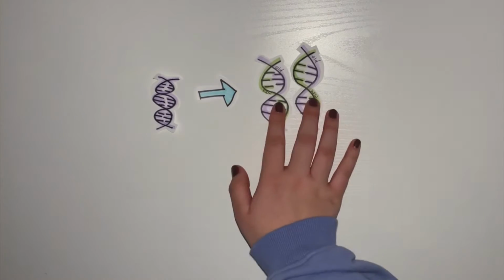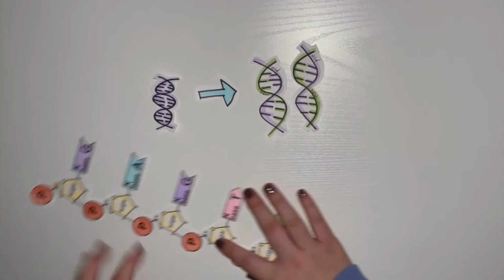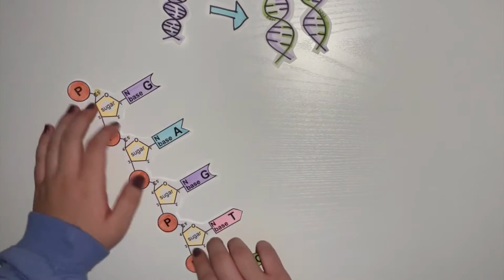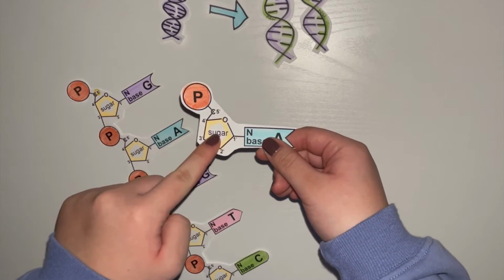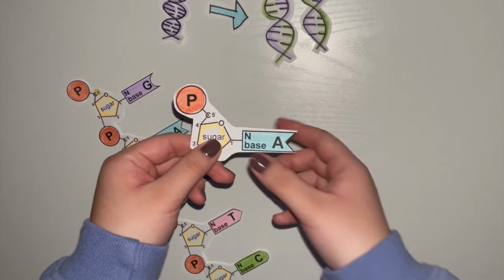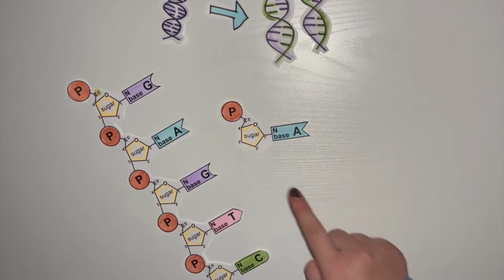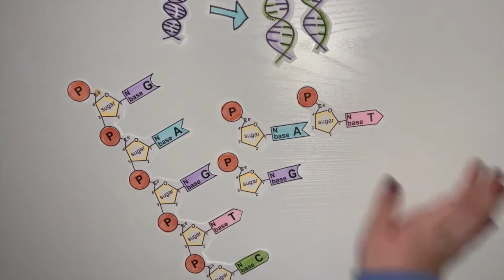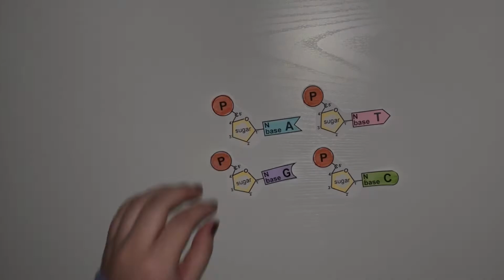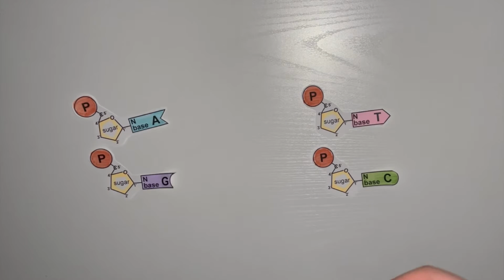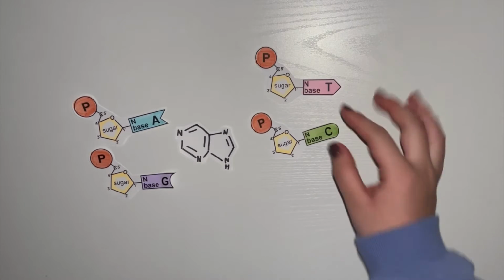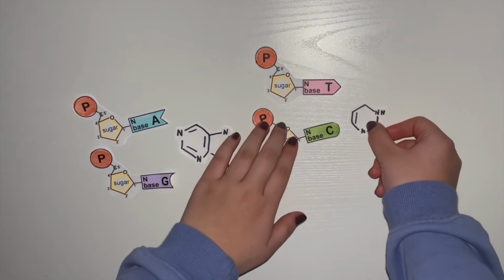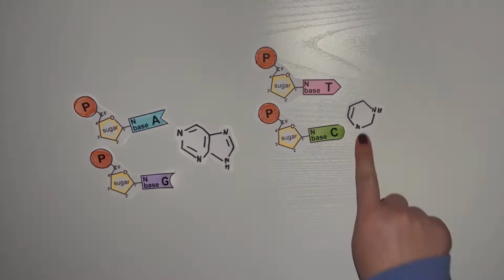Before I begin to explain the process of DNA replication, you must have some background knowledge about DNA. DNA is made up of nucleotides. A nucleotide consists of a phosphate group, a deoxyribose sugar, and a nitrogenous base, those including adenine, guanine, thymine, or cytosine. Adenine and guanine are purines. This means they have 2 carbon rings, whereas thymine and cytosine are pyrimidines, meaning they only have 1 carbon ring.